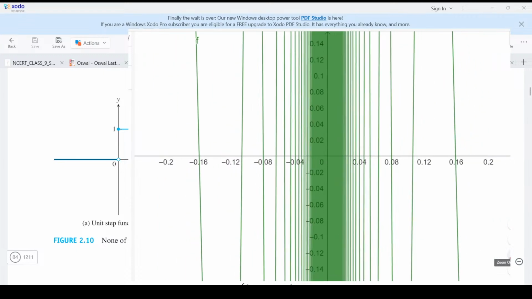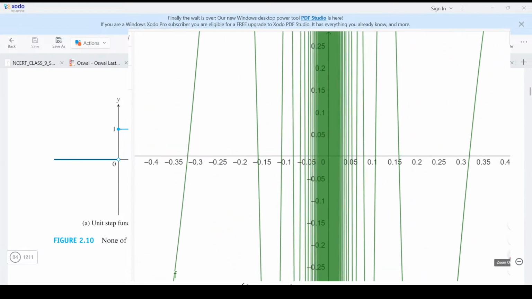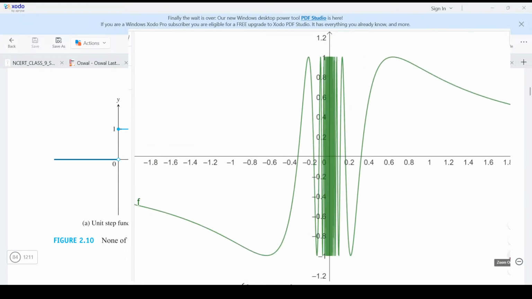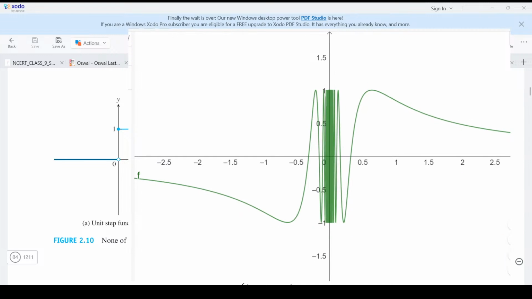Because the cycles are increasing so rapidly as x gets closer to 0, we cannot clearly say what the value is at 0. Is it 0.4? The value of this expression could be 0.4, 0.8 minus 0.4. We cannot say. Understood? So that's why we say the limit of sine 1 by x does not exist.